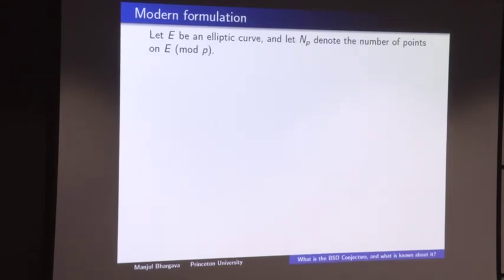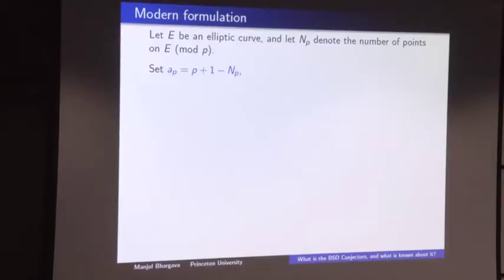So as I mentioned at the beginning, the conjecture has transformed over the years, in the 50 years that it's been in existence. And there's now a modern formulation, which is as follows. If E is an elliptic curve, again, let N_p denote the number of points on E modulo p, and let a_p equal p plus 1 minus N_p. So you expect about p plus 1 points. Subtract N_p, and that tells you how far you are from the expectation. So a_p is how far you are from the expected number of points.